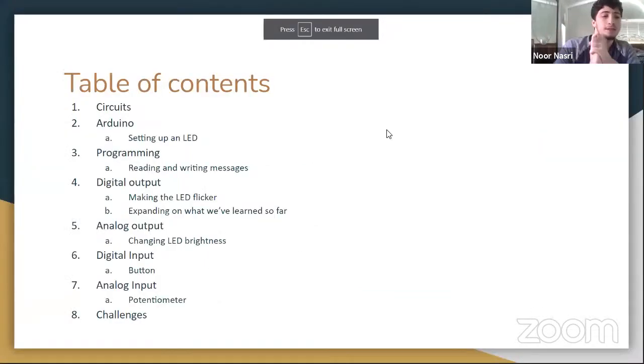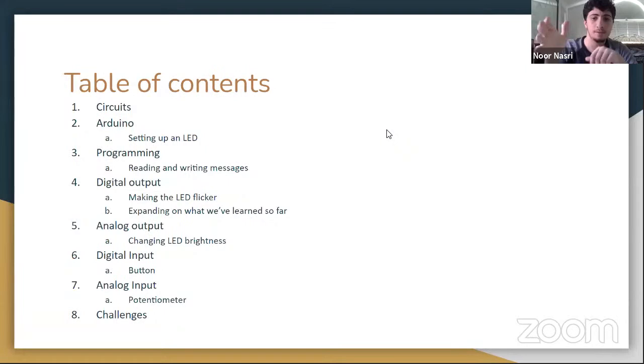Okay, so the table of contents, we're gonna start off by explaining what circuits are. This is something you probably have seen in science class, but we're just gonna go over the important things for what you need to start circuiting the breadboard. Then we're gonna talk about Arduino. We're gonna go over examples, so programming, making LEDs, starting to use buttons, and other things like potentiometer. And then we're gonna go into some challenges.